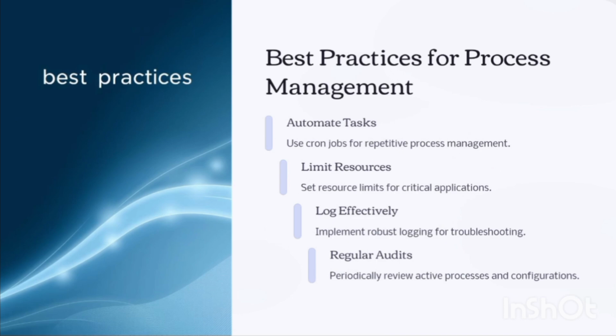Here are a few expert tips. Best practices for process management. Automated tasks: use cron jobs for things like restarting services or performing backups. Set resource limits using ulimit or control groups, which are also known as cgroups. Log everything: errors, process starts, crashes, for future analysis. Regular audits: check active processes and configurations frequently.